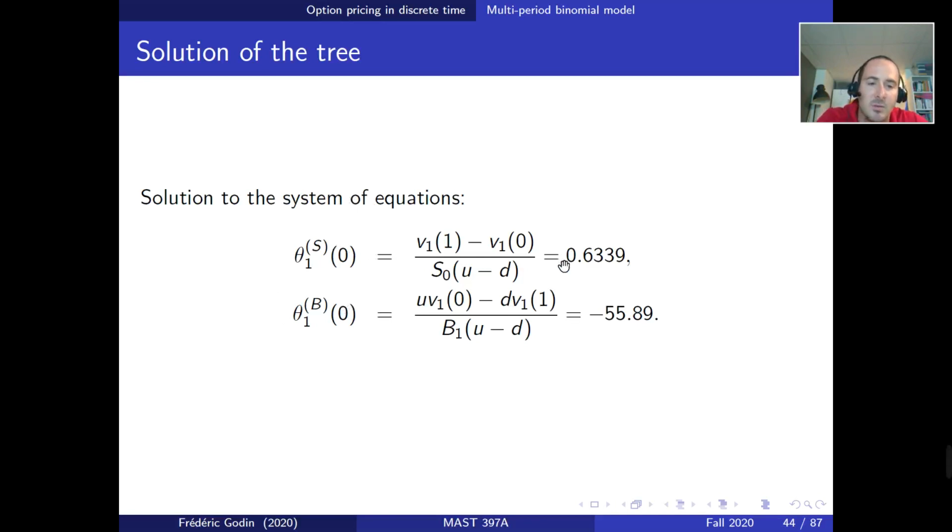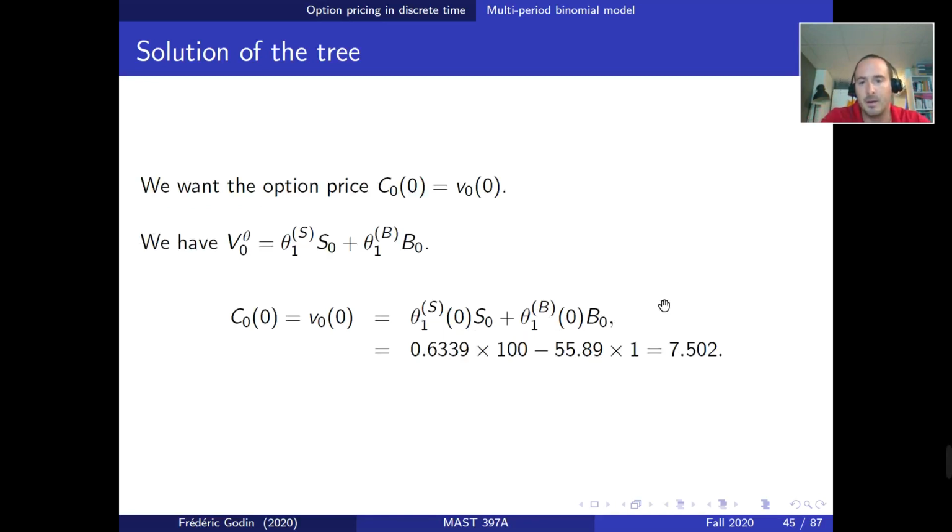So this tells you that you should hold 0.63 shares of the risky asset and minus 55.89 shares of the risk-free asset if you want to obtain a replicating portfolio. So doing that, this gives us the composition of the portfolio at the initial node.